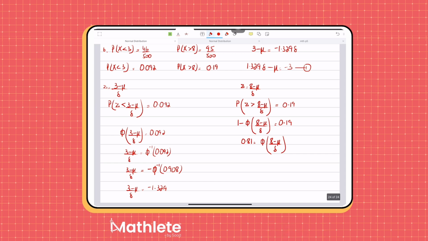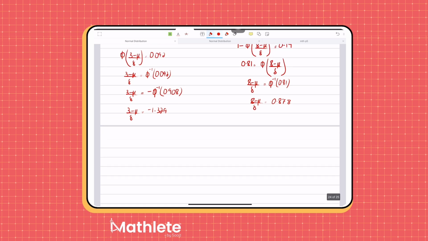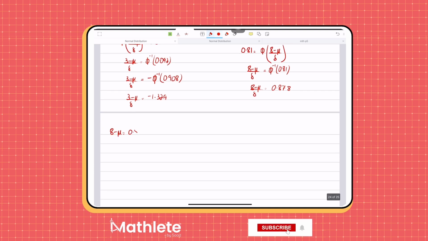Now, see if you can find phi inverse of 0.81 using your calculator, so I can make sure that you've understood how to do it. Go ahead and find phi inverse of 0.81 for me. Not minus, it's going to be positive. Yeah, 0.878, but it's going to be positive, not negative. So (8 minus mu) upon sigma is equal to 0.878. Once again, let's cross multiply. Let's write this nicely. So 8 minus mu is equal to 0.878 sigma. And if you write this nicely, this becomes minus 0.878 sigma minus mu is equal to negative 8.